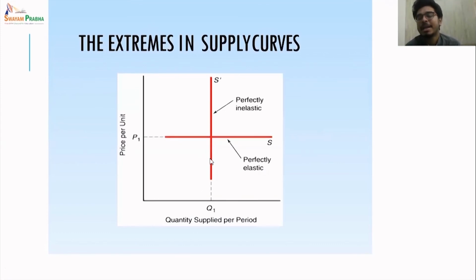It is similar to perfectly inelastic demand. Whatever the price is, the demand does not change. So any perfectly inelastic curve, be it demand or supply, will be parallel to the y-axis, the vertical axis. Any perfectly elastic curve, be it supply or demand, will be parallel to the x-axis, that is the horizontal axis.